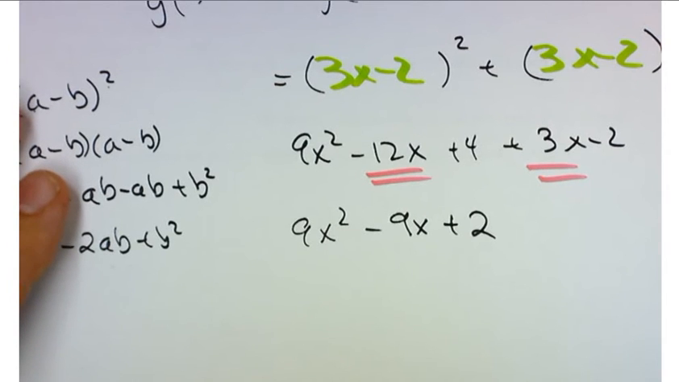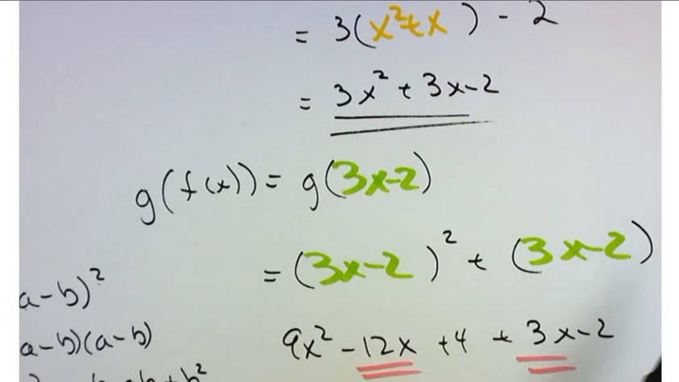So if you compare g of f of x, which is right here, to f of g of x, they don't look anything like each other. You have to take care of which way you put these into your functions.